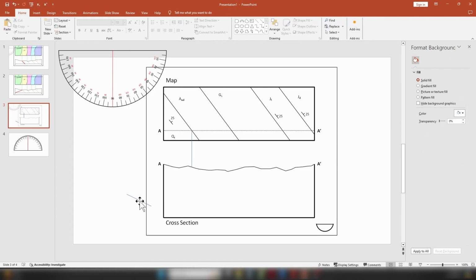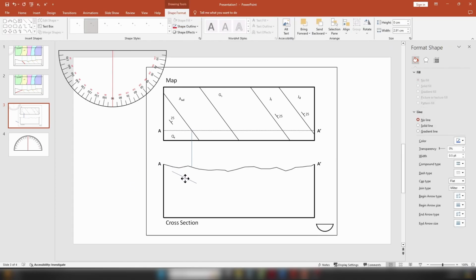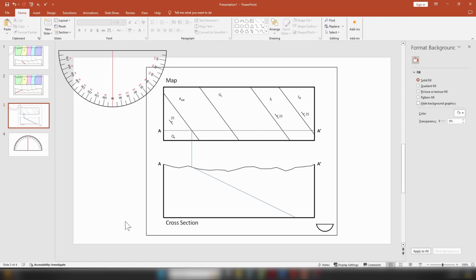Or if you decide to use your computer, of course, you've drawn your horizontal line and then you have gone and adjusted the angle, and then you are simply going to extend your line down to the bottom of the cross section there. Okay.